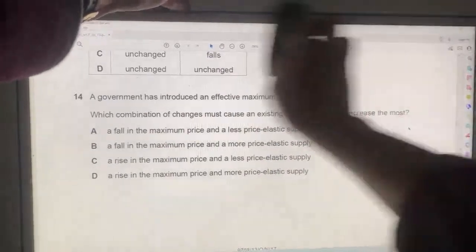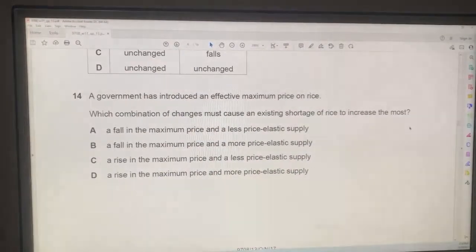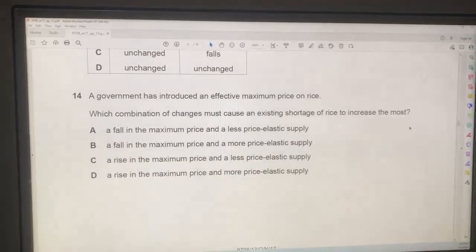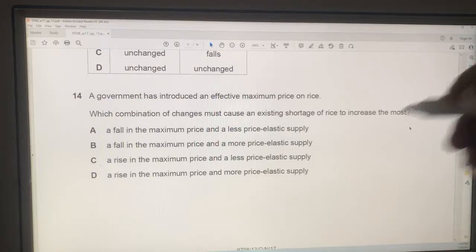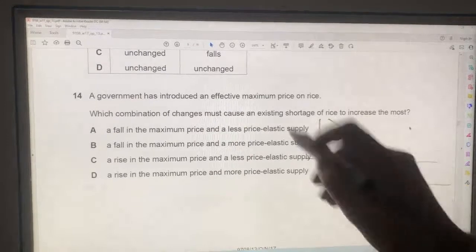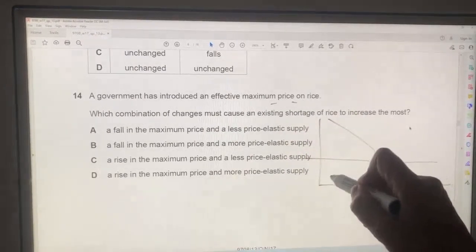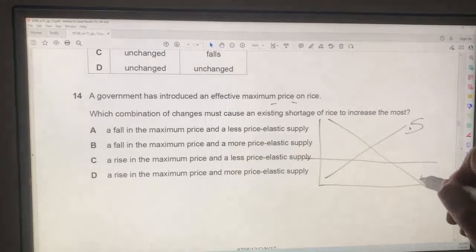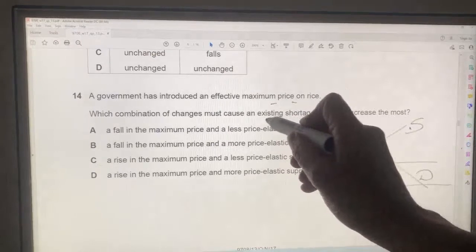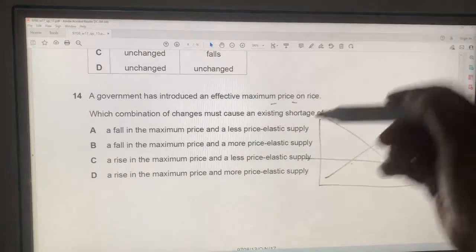And 14 says the government has introduced an effective maximum price on rice. Oh, they even told us it's effective. Okay. So, let's see. Which combination of changes must cause an existing shortage of rice to increase the most? So here's a market with an effective maximum price. Here's our market, supply, demand, and it's effective. We want an existing shortage to increase the most.